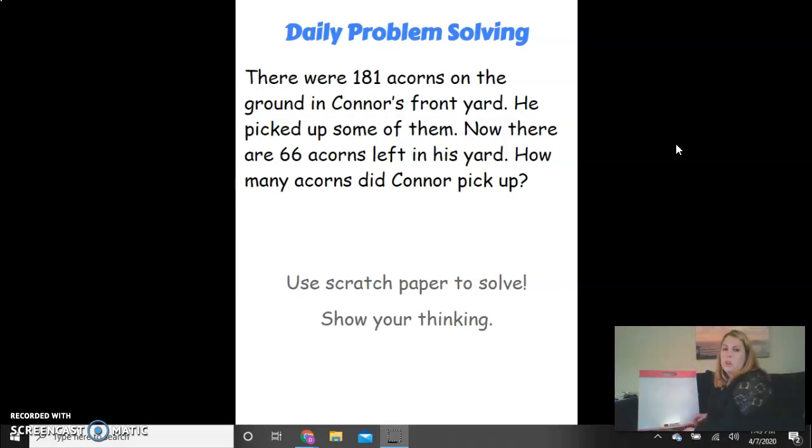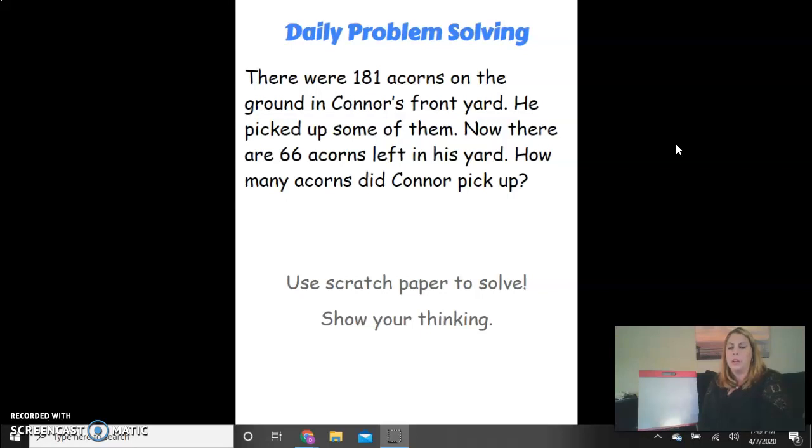So let's get started. I'm going to read the problem to you. And we're probably going to need to read it twice to make sure we got all of the information and that we can think it through so that we solve the problem correctly. So the problem says, there were 181 acorns on the ground in Connor's front yard. He picked up some of them. Now there are 66 acorns left in his yard. How many acorns did Connor pick up?